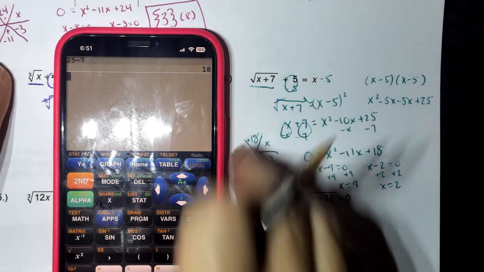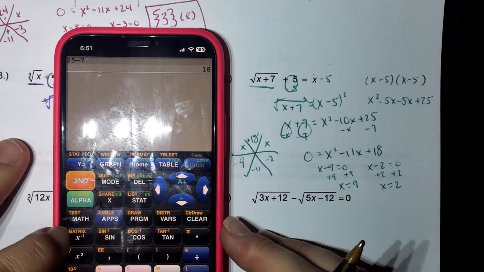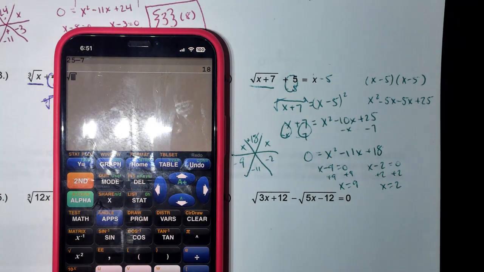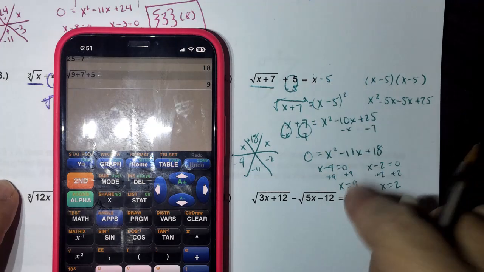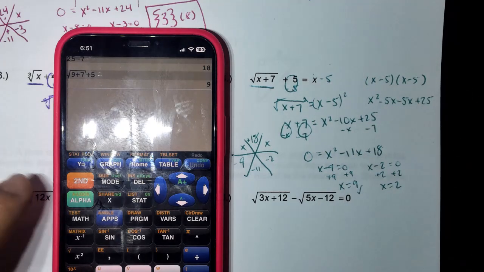Okay, so now we plug it in. So square root of, let's try 9 first. So 9 plus 7 plus 5 is 9, which x was 9. That's what we plugged in, so 9 works. So now we try 2.